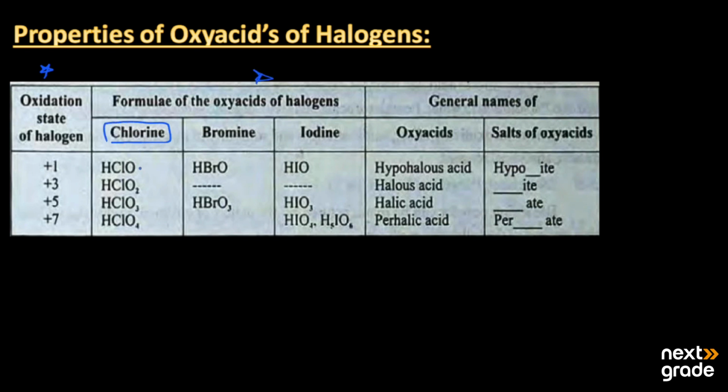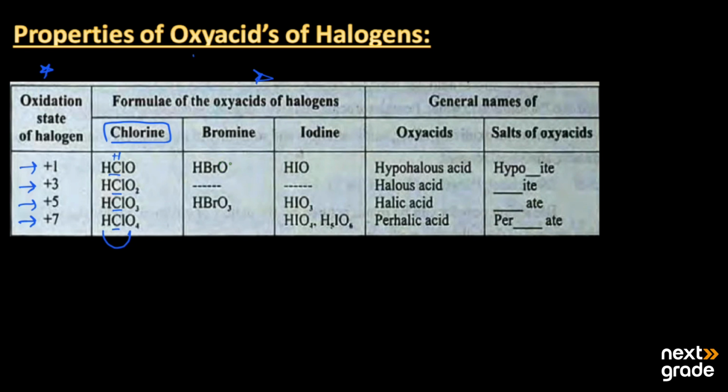Chlorine has four oxyacids, in which the first one is HClO, in which chlorine has oxidation state +1. Then we have HClO2, in which chlorine has +3 oxidation state. The third one is HClO3, which has +5 oxidation state, and the fourth oxyacid of chlorine is HClO4. Its oxidation state is +7. So here chlorine is the main halogen, and oxygen and hydrogen combine with it, making up the oxyacids.